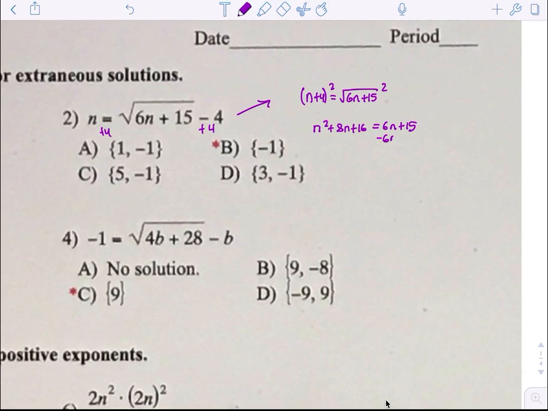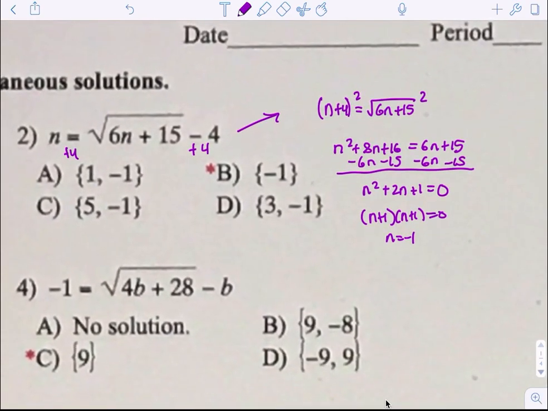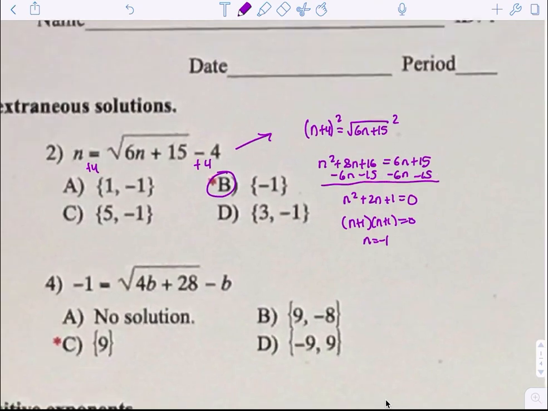And now set it equal to 0, so subtract 6n from both sides and subtract 15 from both sides. So n squared plus 2n plus 1 is equal to 0. Factor that out, n plus 1 times n plus 1 is equal to 0, so n is equal to negative 1. Make sure you plug n is equal to negative 1 into the original equation, and it's going to work out, so that means you guys have B as your answer.